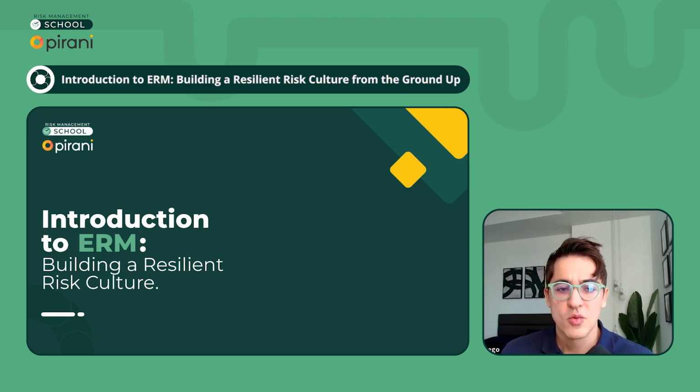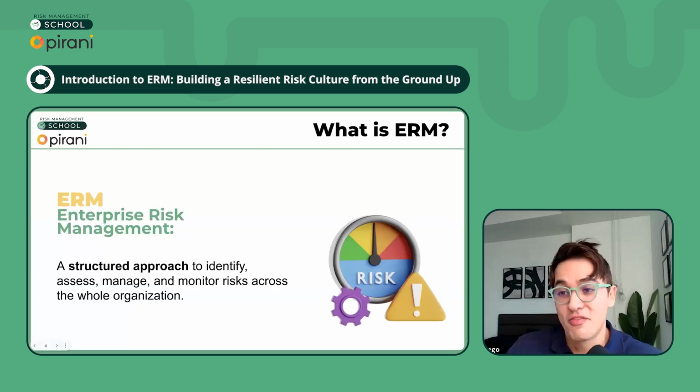So let's start with what is ERM. The simple definition will be, it's a structured approach to identify, assess, manage, and monitor risks across the whole organization. And I want to highlight the structured approach and, of course, the whole organization. It seems obvious and it seems boring, but that's what we're going to talk about in the whole class.